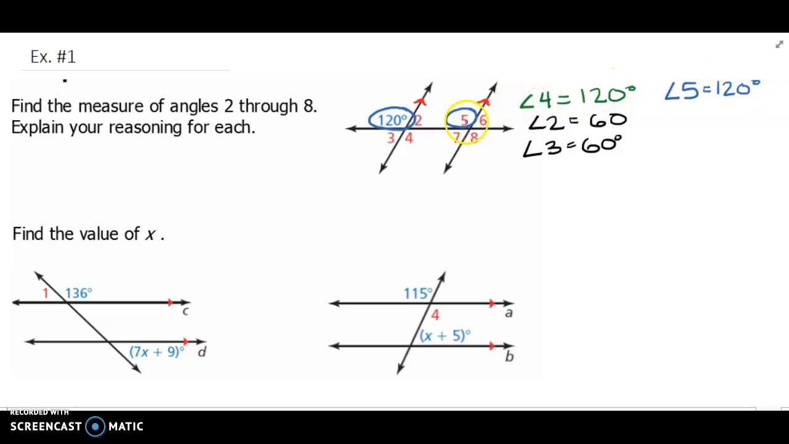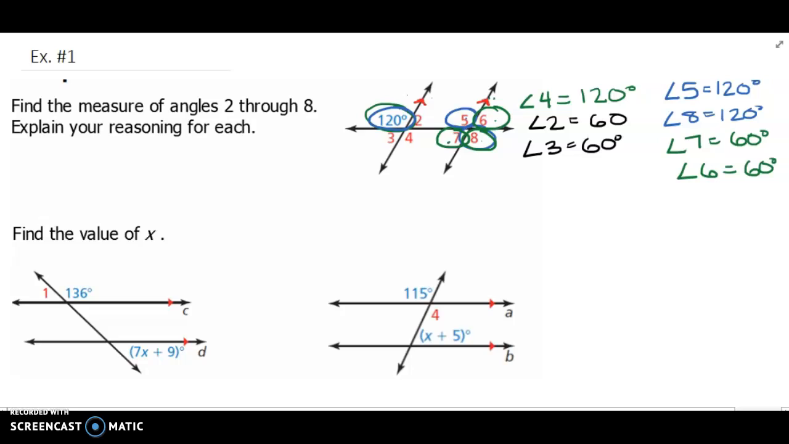Okay, now we're back to vertical angles. If 5 is 120, angle 8 has to equal 120. Then we go to linear pairs. So if this is 120, 7 is a linear pair with 8, so they are supplementary. So angle 7 is 60. And then 7 and 6 are vertical angles, so angle 6 is also 60 degrees. So as you can see, when these two lines are parallel, if you know the measure of one of the angles, you can find the measure of the other 7.